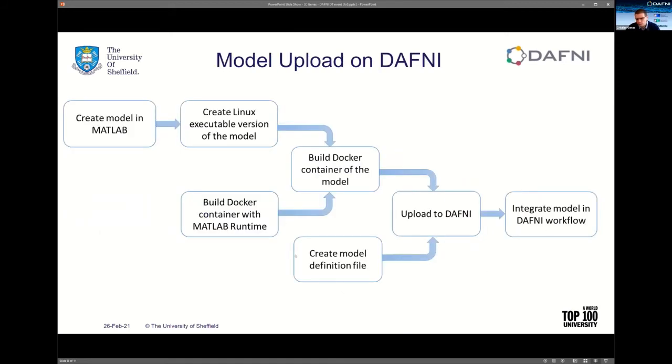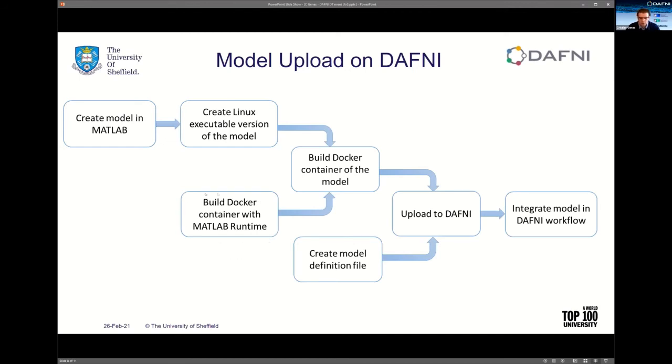A very quick slide on how to upload this on DAFNI. Tom has already presented the main steps, but because one of the parts of my championship was to accommodate MATLAB models on DAFNI, I have a brief slide on this one. Because the model that I built is in MATLAB, you start by creating your MATLAB model, and in order to upload it, the easiest way that I found is to create a Linux executable version of the model. If you have MATLAB installed on a Linux machine, it's just clicking a couple of buttons in MATLAB, and it will produce a small executable file of your code.